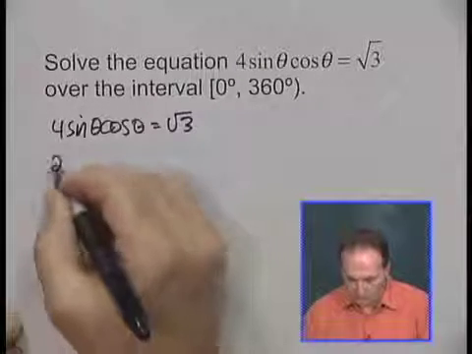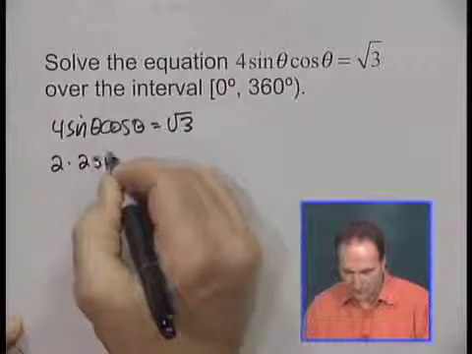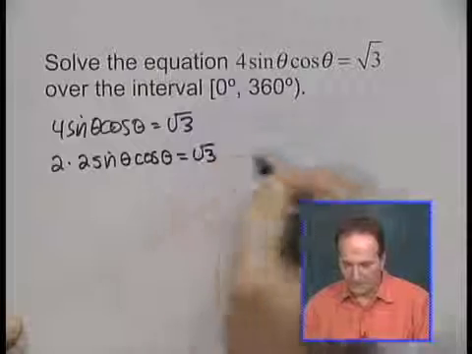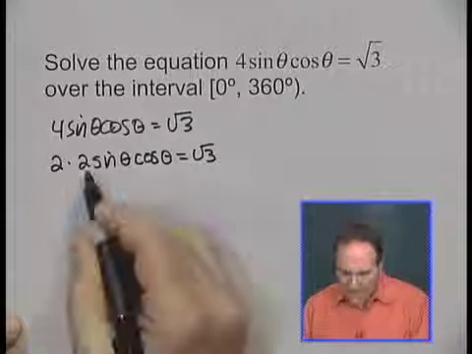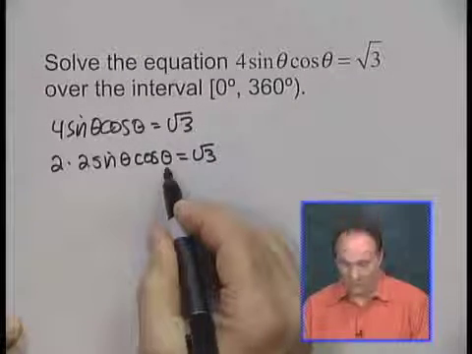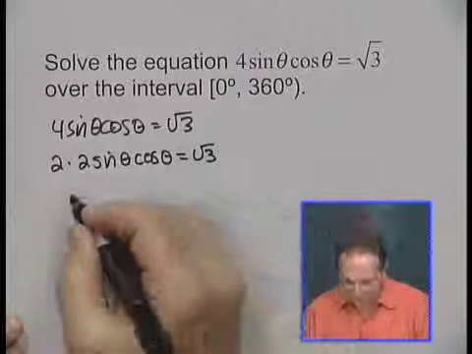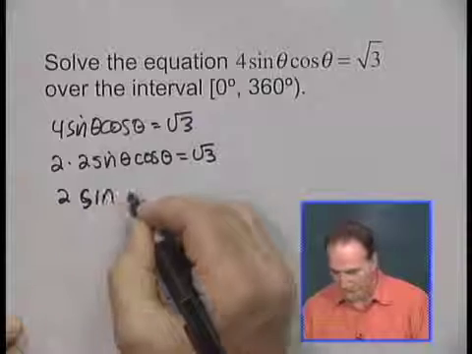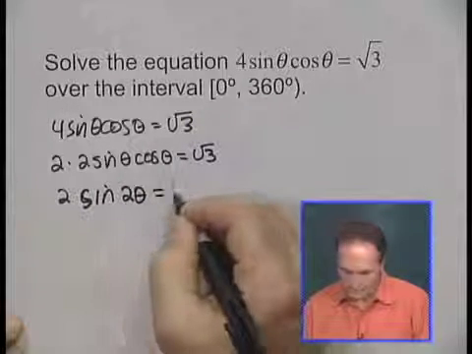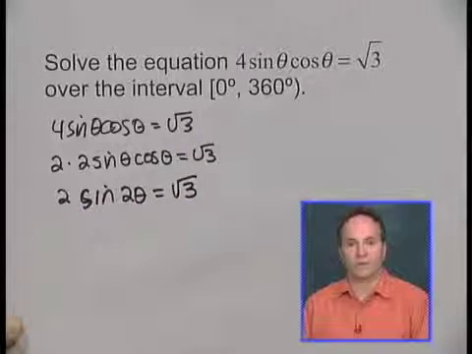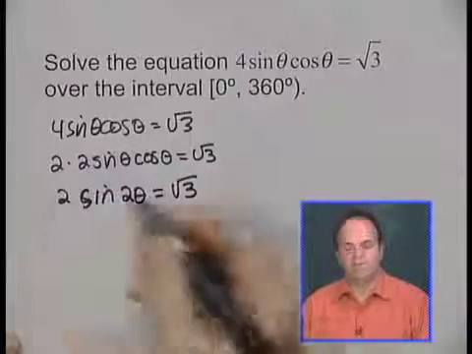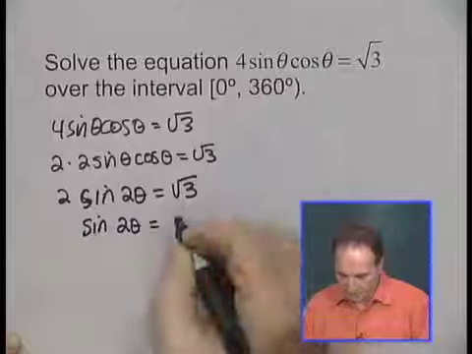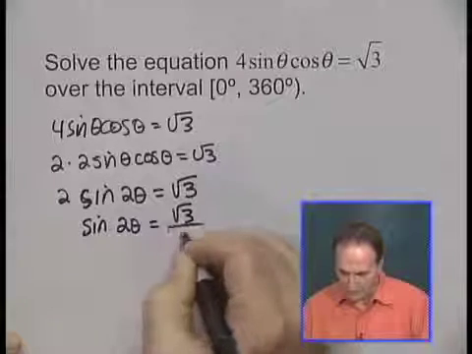So we begin: 2 times 2 sine of theta cosine of theta equals the square root of 3. And now we rewrite 2 sine of theta cosine theta as the sine of 2 theta. So 2 times the sine of 2 theta equals the square root of 3. Now divide both sides by 2, and we get the sine of 2 theta equals the square root of 3 over 2.